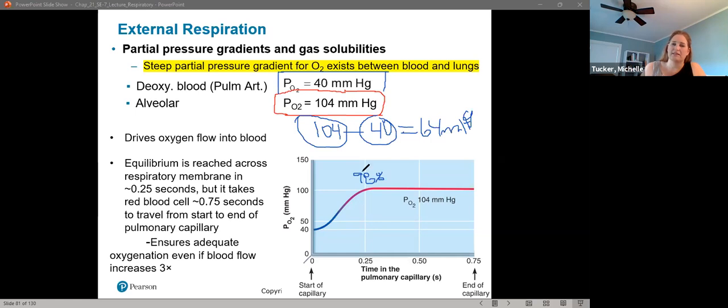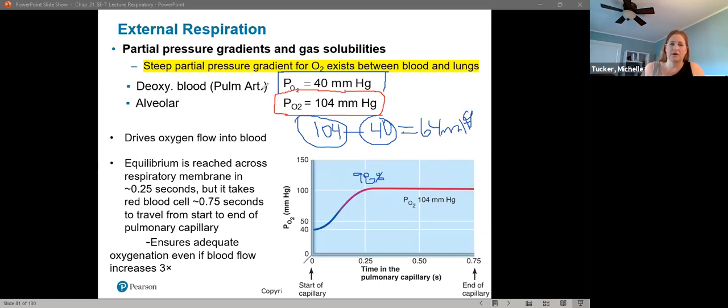And this means that there is a lot of reserve capacity. So if we then start exercising and we start moving the blood a lot faster, we still have a lot of time to get the red blood cell oxygenated.